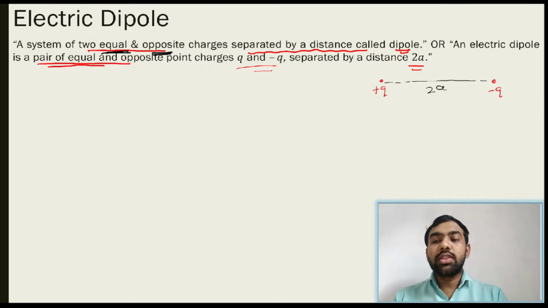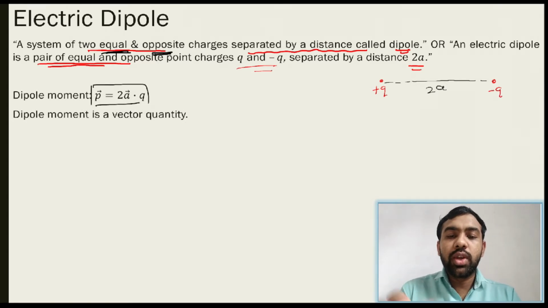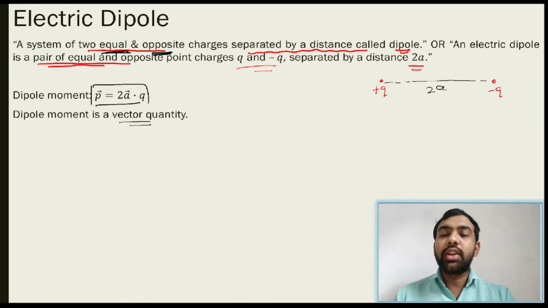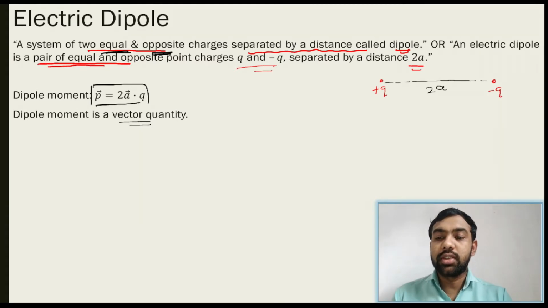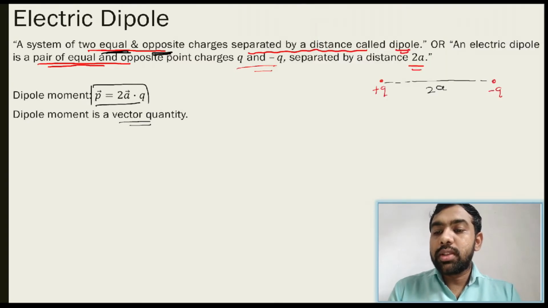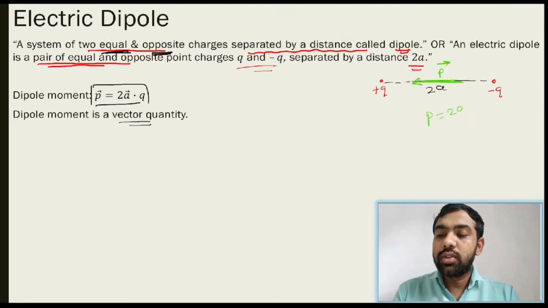So how do we give the dipole moment? Let's see. Dipole moment is given by the symbol P, and P is equal to 2aq. Dipole moment is actually a vector quantity. It has some direction. If you think like this, then this dipole moment is considered from minus q to plus q. So this is the direction of dipole moment P, minus q to plus q, and its magnitude is what?